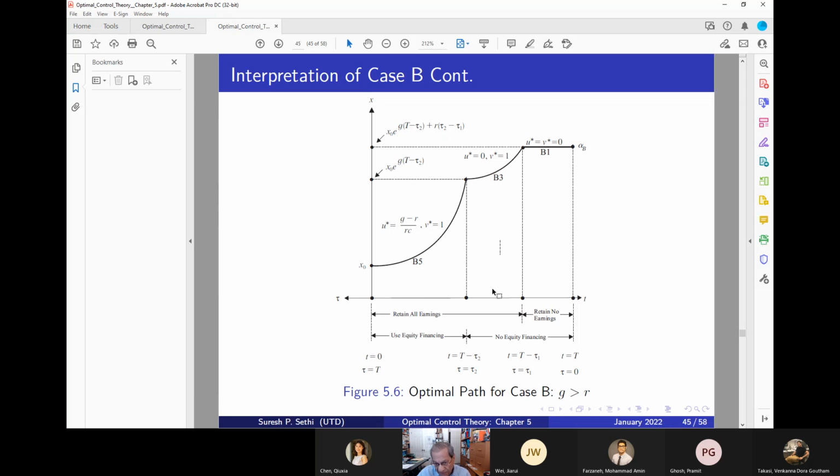If t is only from here to here, then I will not get this portion at all. If t is from here to there, I'll get all 3 portions. If t is here, I will not get these 2 portions. So for every value of t, I also can solve the problem B, case B.